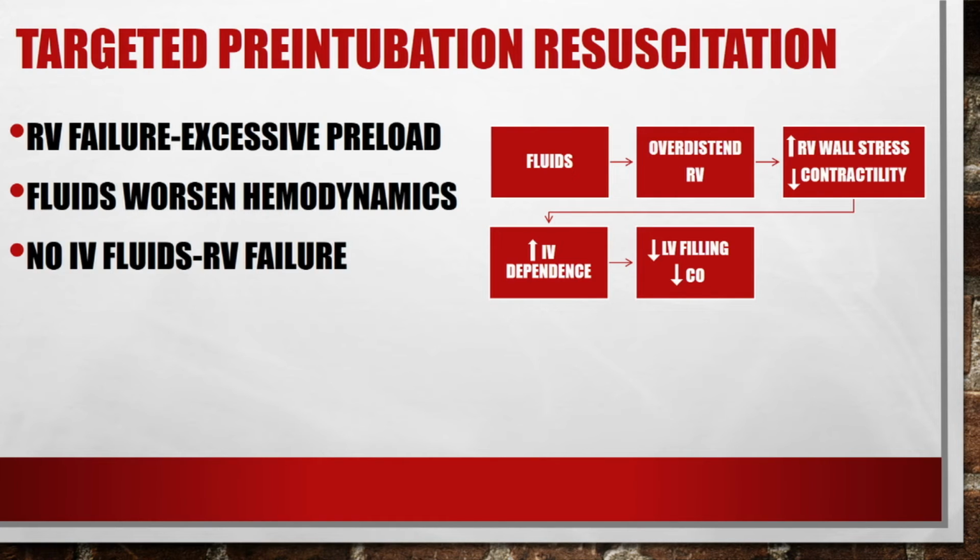And this is one of the things, I have made mistakes, and I have seen people make mistakes consistently: when the pressures are down, let's give them fluids. And that's the worst thing you could do for an RV failure patient. Essentially, you're going to kill the patient if you give fluids to the RV failure patient. You give fluids, it's going to over-distend the RV, put more stress on the RV wall, decrease the contractility, and then the septum starts moving to the other side, decreased LV filling, decreased cardiac output. Eventually, some of these patients end up in cardiac arrest.